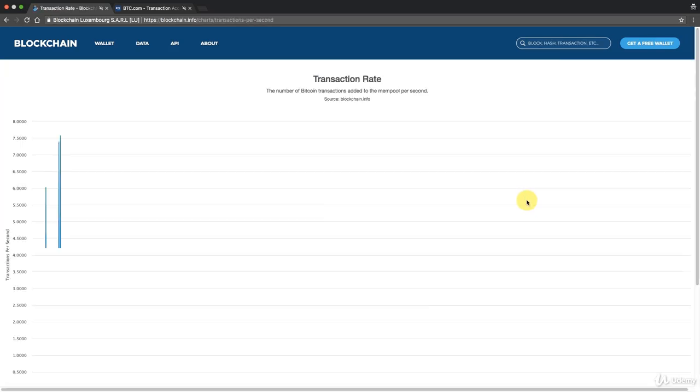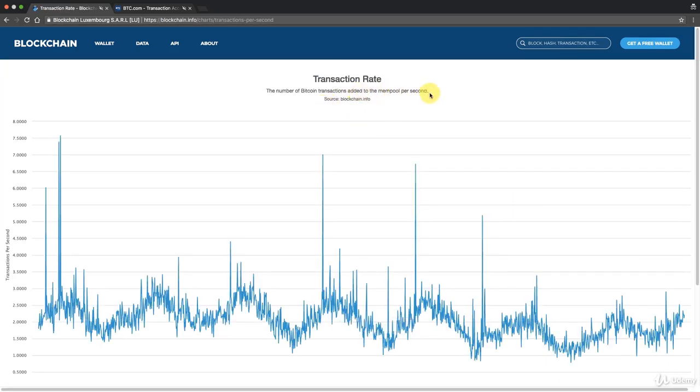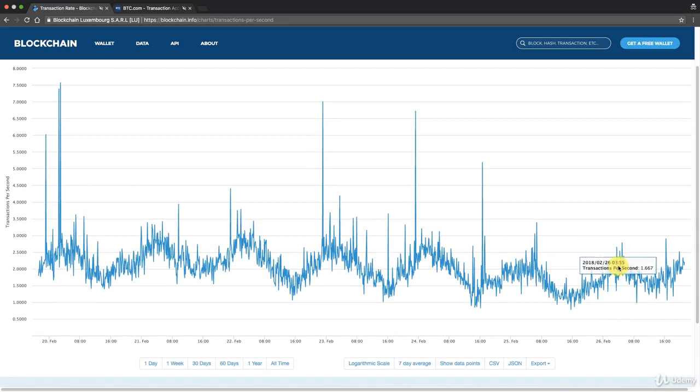Oh, this might be interesting. How many transactions are added to the mempool per second? So this is the speed at which transactions are being added. You can see it's interestingly seasonal. Not seasonal. Okay, so this is time of day. I think this is the time of day or something like that.